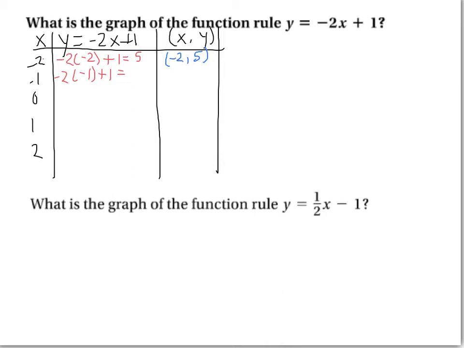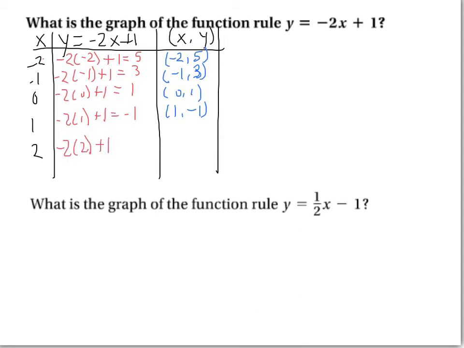So negative 2 times negative 1 is a positive 2, plus 1 would give me 3. And then my ordered pair would be negative 1, 3. If I plug 0 into my equation, negative 2 times 0 is going to be 0, plus 1 is 1. So that's going to be 0, 1. And then I plug 1 in. Negative 2 times 1 is going to give me negative 2, plus 1 is negative 1. So 1, negative 1. And then finally, if I plug 2 in, negative 2 times 2 is negative 4, plus 1 would give me a negative 3. So that would be 2, negative 3.